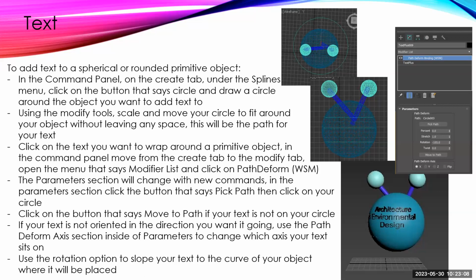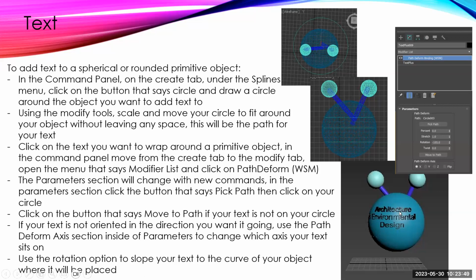I forgot to write it here, but there's a button, oh, here it is, that says move to path if your text is not on the circle. If it's not oriented in the direction you want it going, so if it's laying down or going sideways, you use the path deform axis section inside the parameters to change which axis your text sits on. So if you want it on the x-axis, on the y-axis, on the z-axis. And then in the same section, you can use the rotation option to slope your text to the curve of your object where it will be placed.